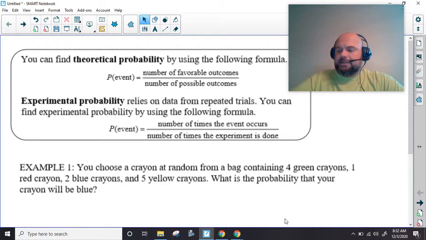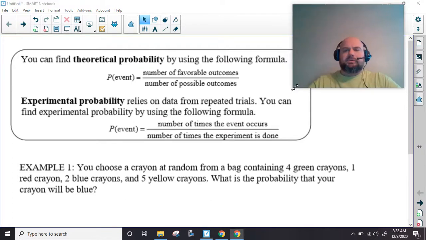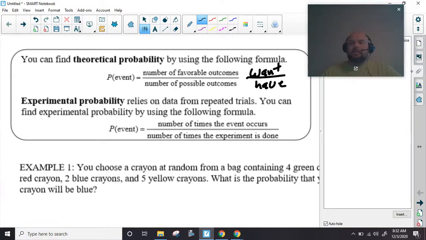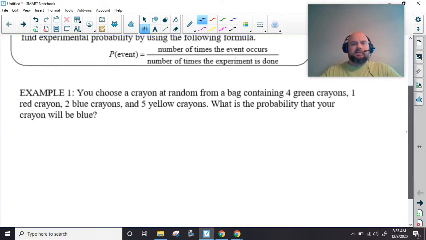All right, so today's lesson, simple probability. Quick definition, theoretical. You can read that. That's what if. That's really what we're looking at today. So I like to think of this definition as what we want out of what we have. Okay, so when we do this, we are looking at this right here.